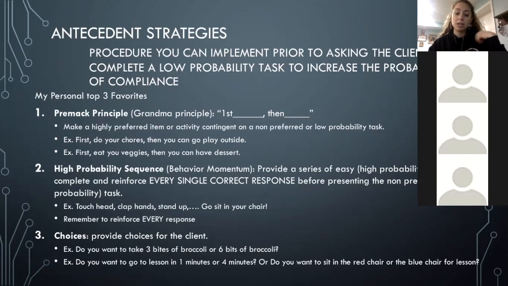Another one would just be, okay, we're here, we're in lesson, you don't like this. Do you want to sit in the red chair or the blue chair, right? So we just kind of give them some light choices. Everything's still in your control, but it makes them feel like they've got some power, which helps with compliance as well. Okay, we've talked about Premack principle, high probability sequence, and choices. Any questions before we move on?